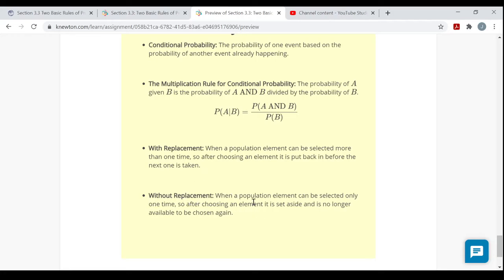Without replacement means I pull the card, I look at it, I write it down, and then I don't put it back. I set it aside. And then when I pull again, I have 51 cards. All right. So with replacement is I pull the object, record it, and put it back, so I have the same number of objects that I started with again. Without replacement is I pull the object, record it, and throw it away, and then I have one fewer to pull from on the next pull.